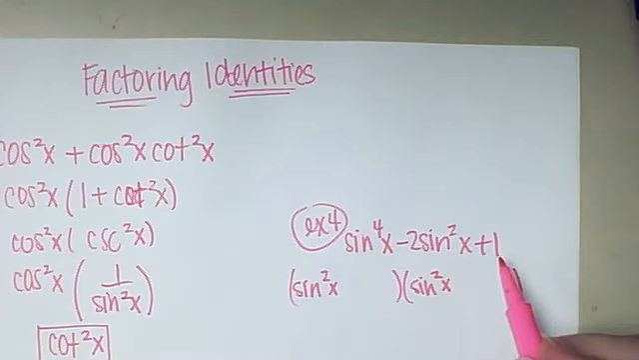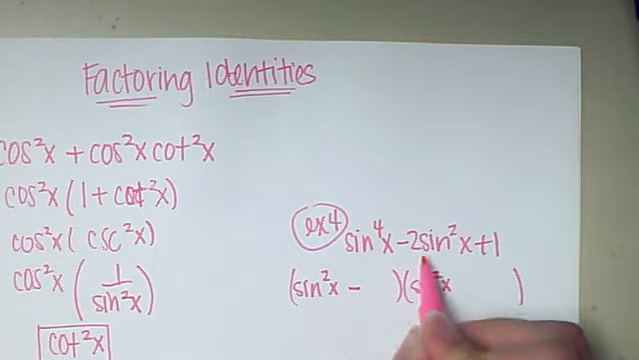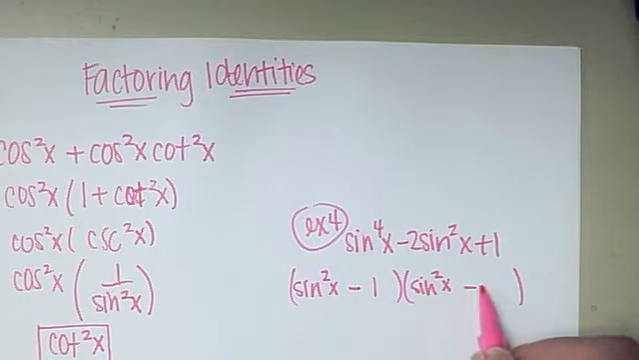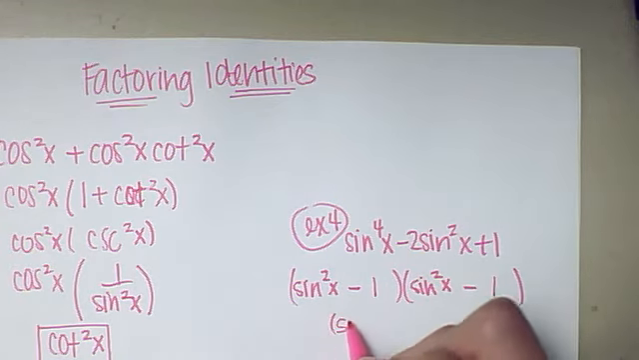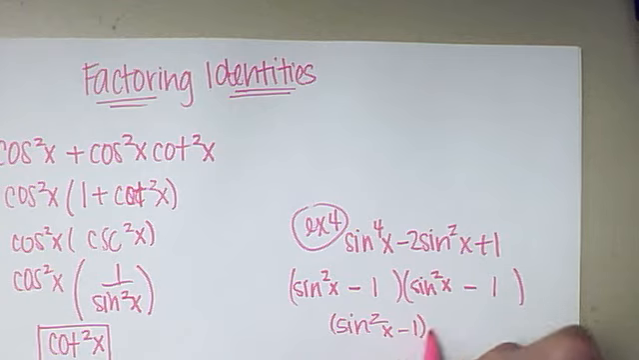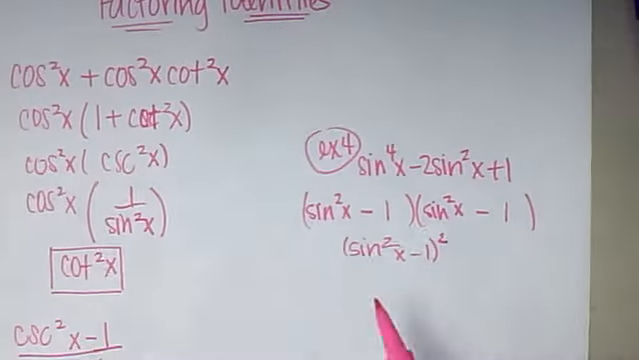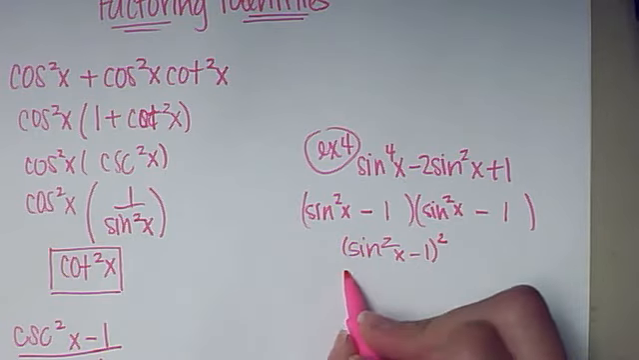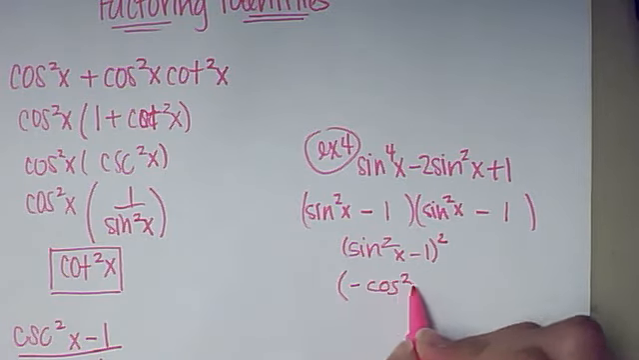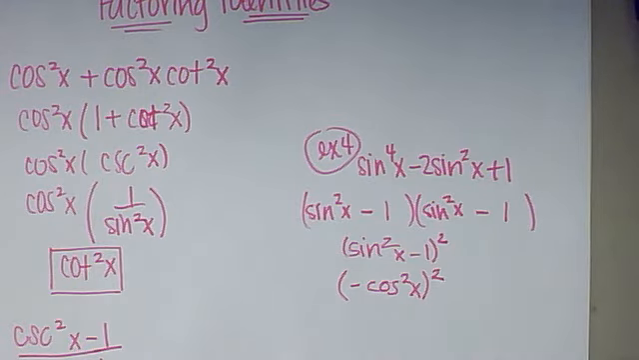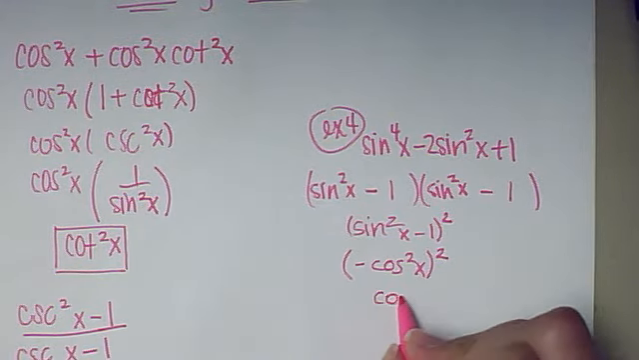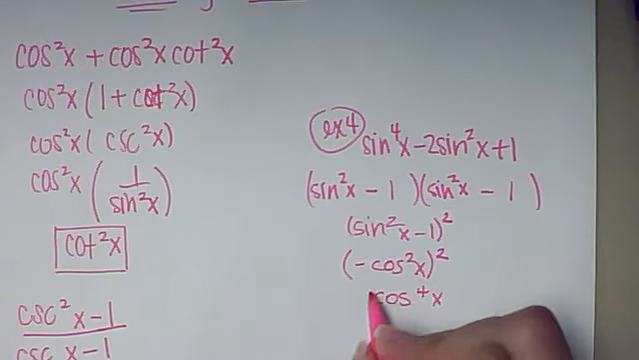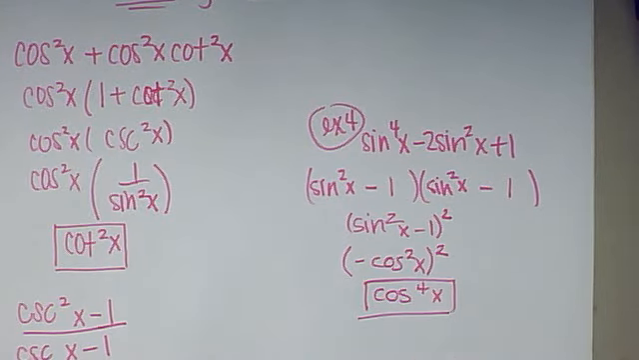If I want to multiply to positive 1, I either can do negative 1 times negative 1 or positive 1 times positive 1. In this case, my middle term is negative, so I'm going to use the negative 1 and the negative 1. These two pieces are the same, so I can write them as sine squared x minus 1 quantity squared. And I can use my Pythagorean identities to know that sine squared of x minus 1 is the same as negative cosine squared x, all squared. Anything negative squared becomes positive, so I have cosine to the 4th x. And that's my final simplified answer.